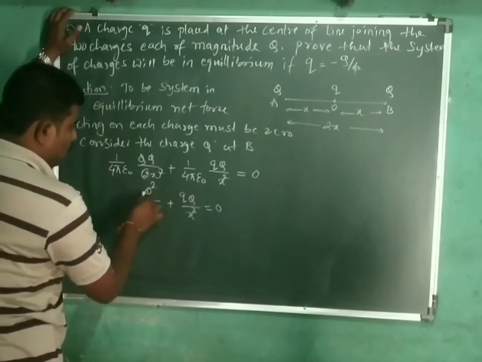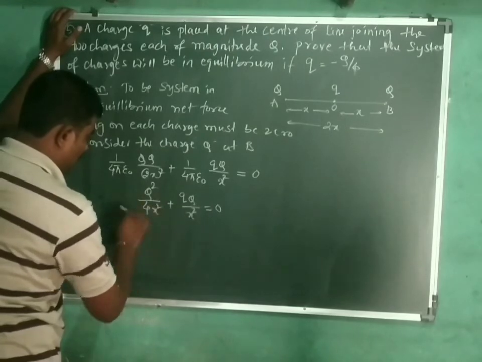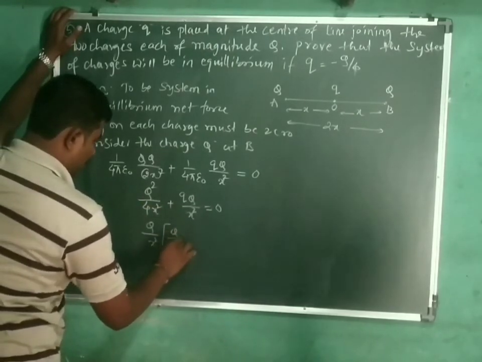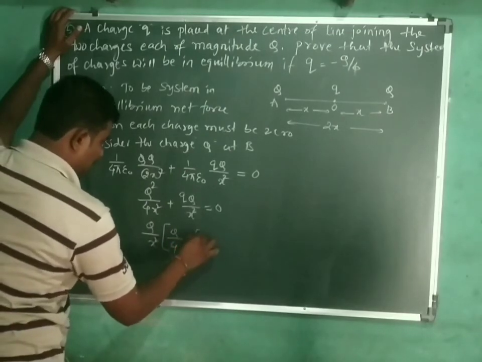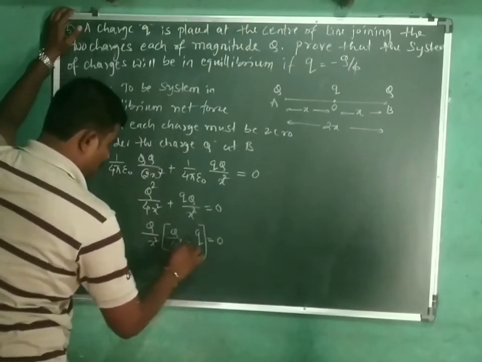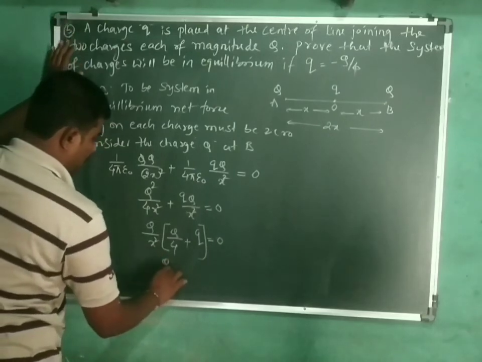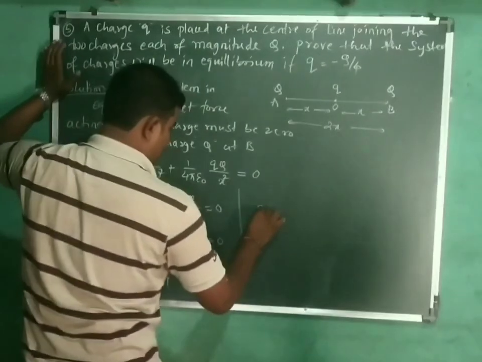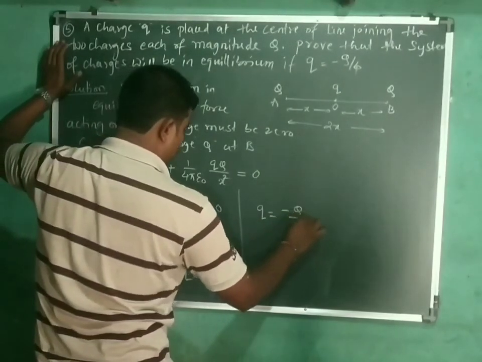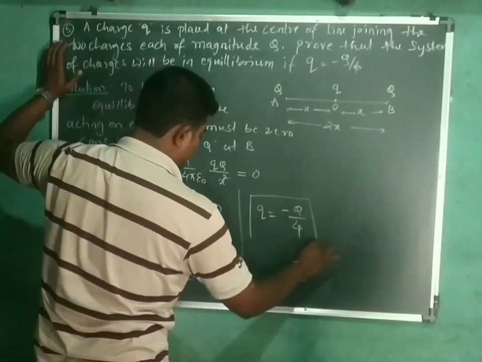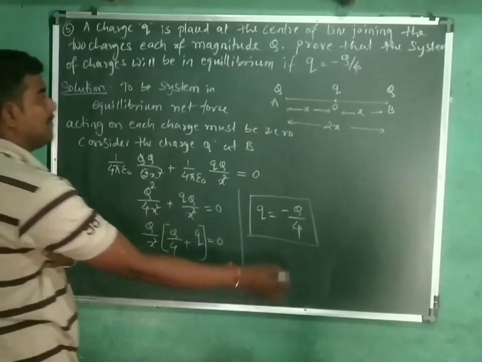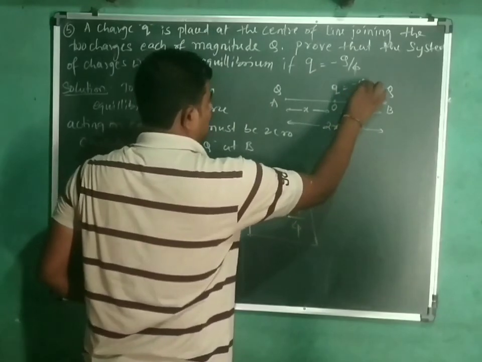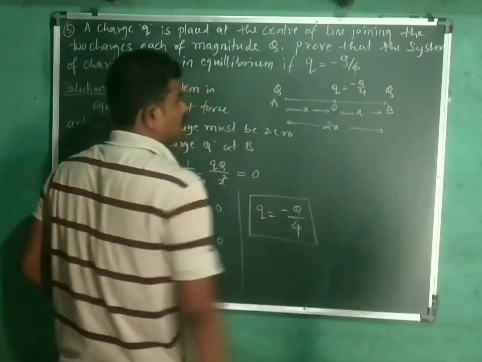Okay, so what is common here? Q divided by x square is common. Q divided by 4 plus q is equal to 0. So Q divided by 4 plus q is equal to 0. Therefore q is equal to minus Q divided by 4. This is the proof. It means at this location, if charge q value is minus Q by 4, then the whole system is going to be in equilibrium.